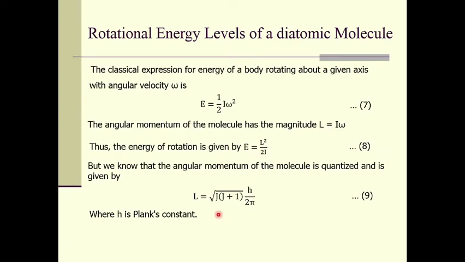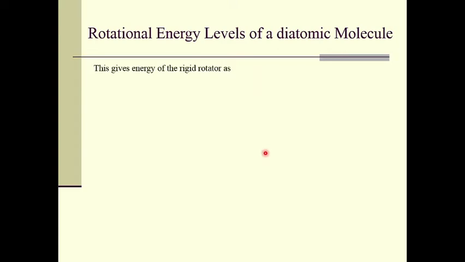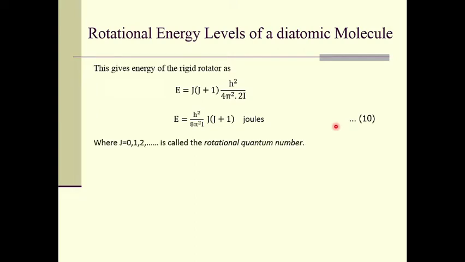So we have put this value into equation number 8, and therefore we can write the energy as E is equal to j into j plus 1 h square upon 4 pi square into 2I. And therefore I can write E is equal to h square upon 8 pi square I into j into j plus 1 in joules, where this j is equal to 0, 1 or 2 and so on, and is called the rotational quantum number. It can take discrete values.